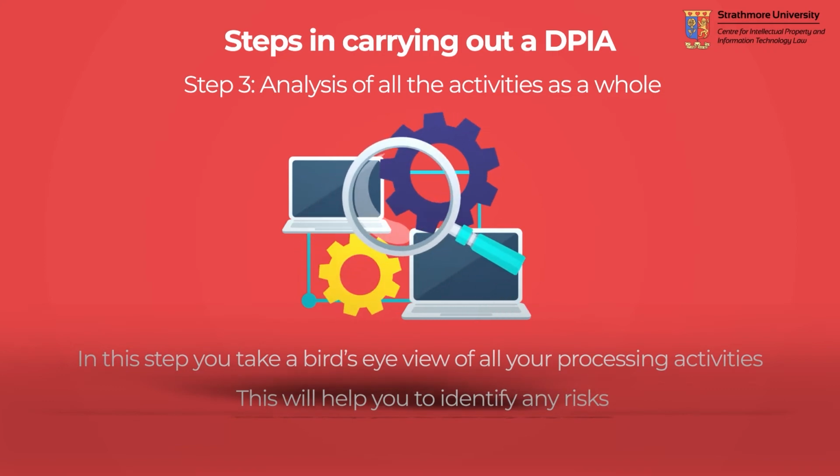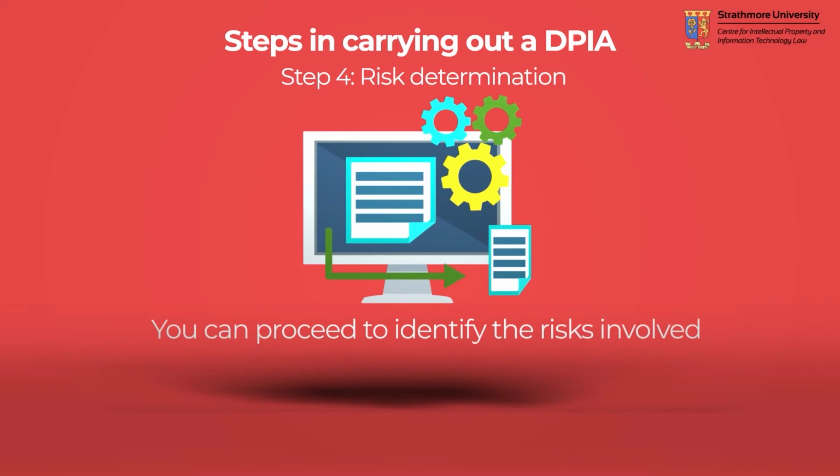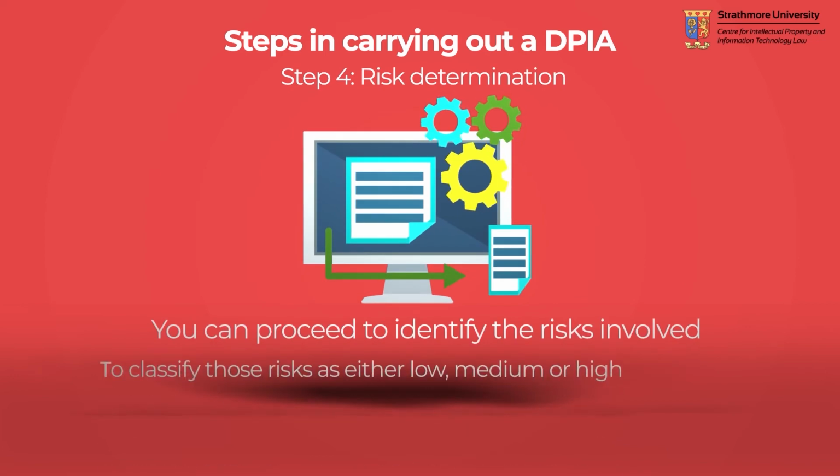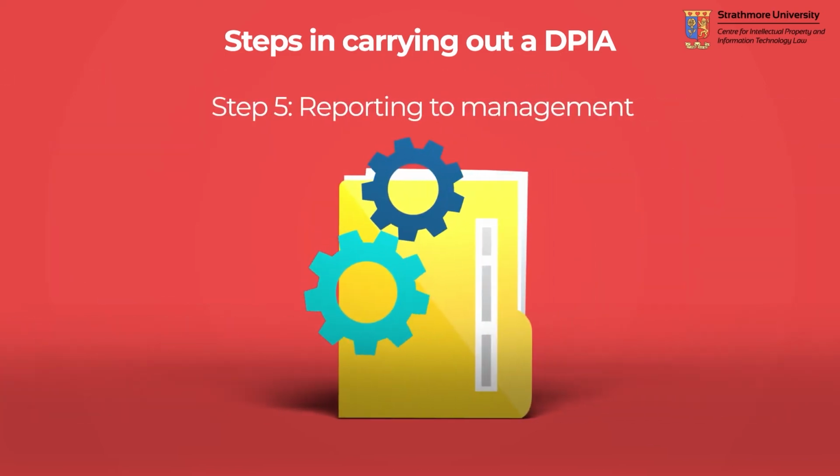Step 4. Risk determination. Fourth, once you have identified all your processing activities and ecosystem, you can proceed to identify the risks involved. To classify those risks as either low, medium, or high, and to establish measures for mitigating the risks.